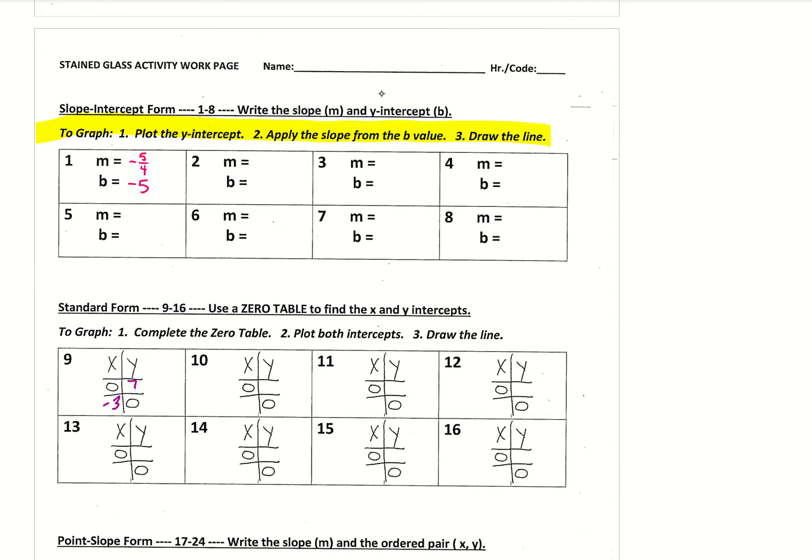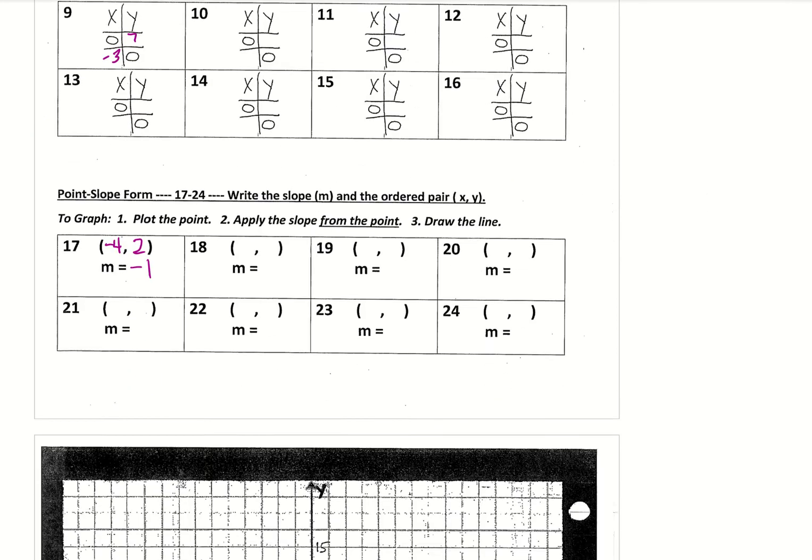Step 2, after I plot the y-intercept, says to apply the slope from the b value. So I'm going to look at my b value. Okay, and my slope was -5. That means I'm going to go down 5, 1, 2, 3, 4, 5, and I'm going to go over 1. Okay, and there's my point. All right, now remember, when I do slope-intercept form, I'm going to have at least 3 points. So then I'm going to do one more. I'm going to go 1, 2, 3, 4, 5, and then over 1. All right, and there's my 3 points.